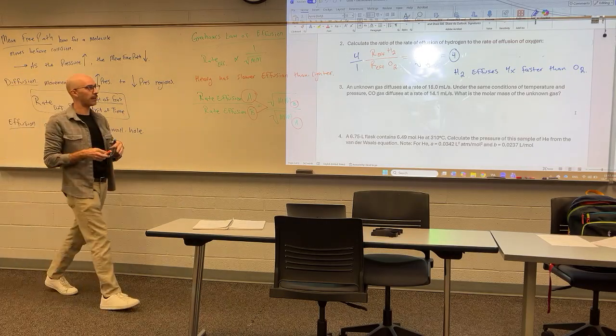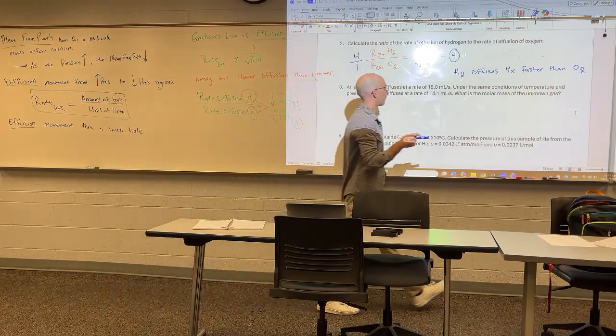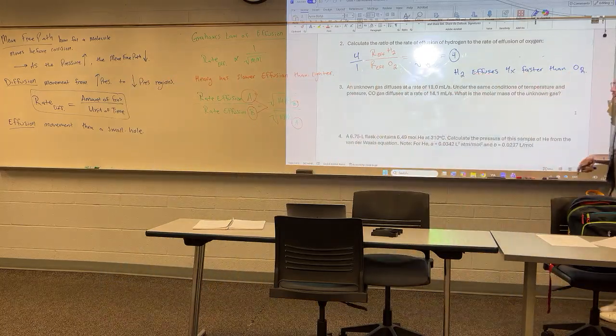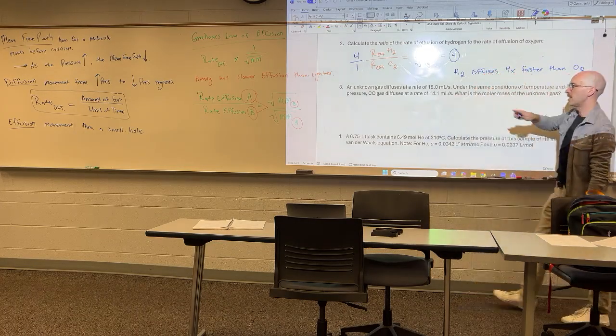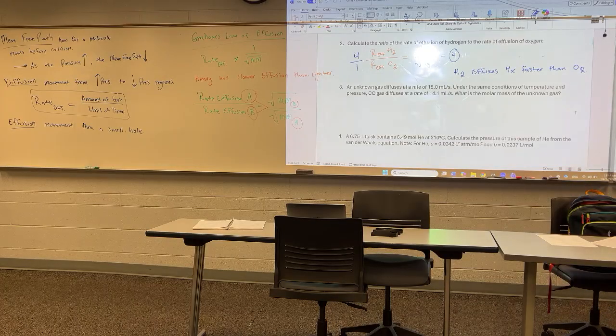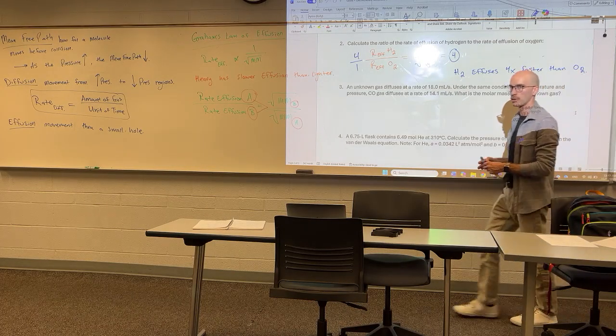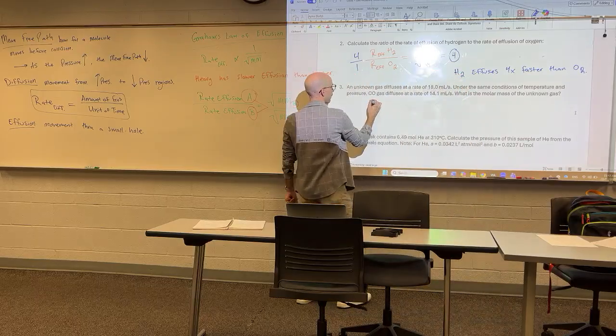The second problem gives us something different. It says an unknown gas diffuses at 18 milliliters per second. The same conditions of temperature, carbon monoxide diffuses at 14.1 milliliters per second. What is the molar mass of the unknown gas? I'm only going to have time to set this up.